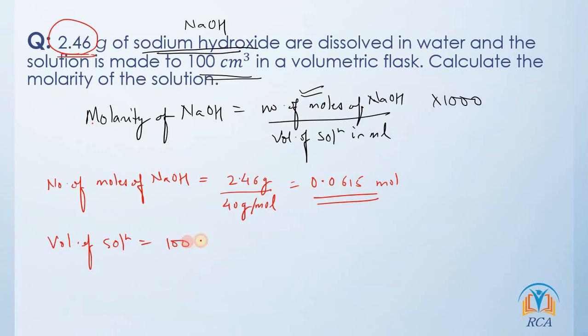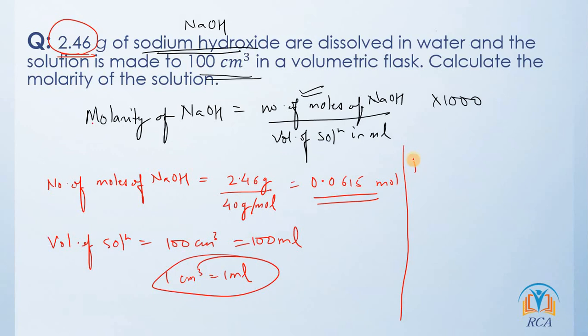is given as 100 centimeter cube, but we also know that 1 centimeter cube is equal to what? What is 1 centimeter cube equal to? 1 centimeter cube is equal to 1 ml. Remember this conversion. That means 100 centimeter cube can also be written as 100 ml.